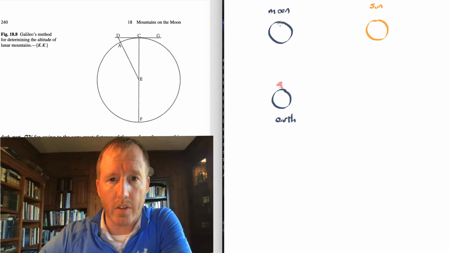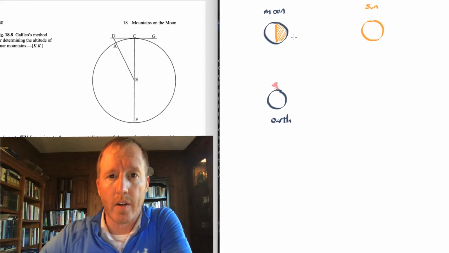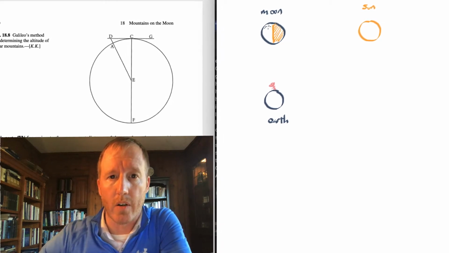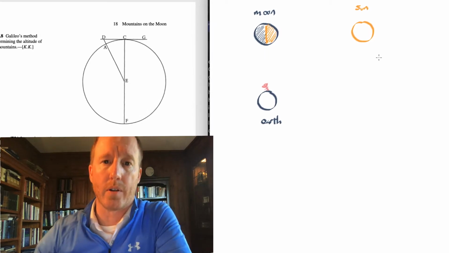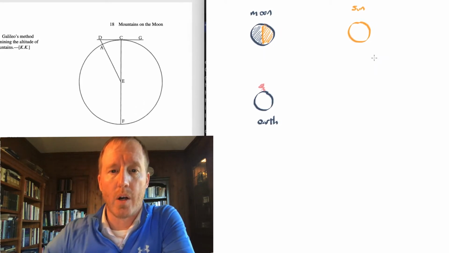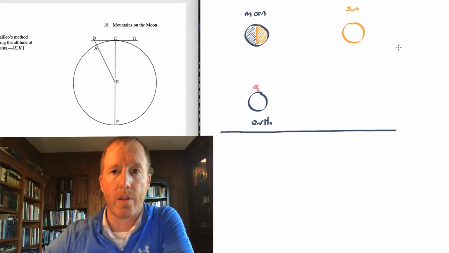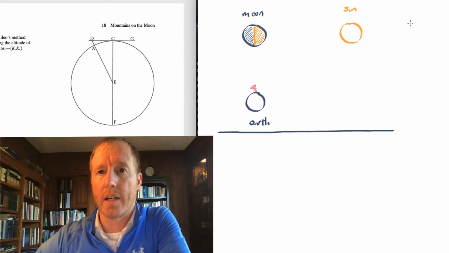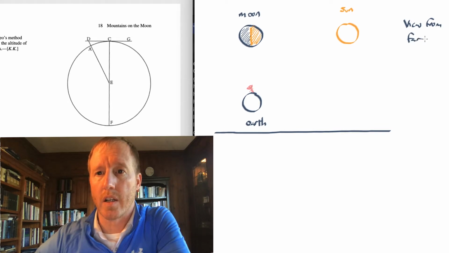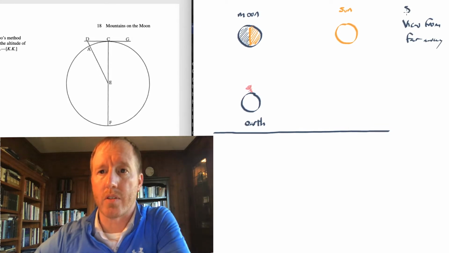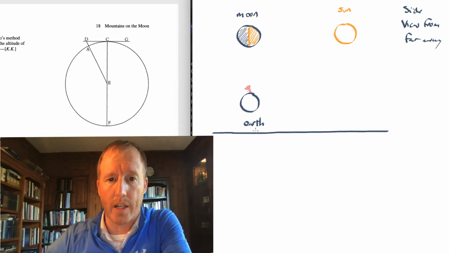If that's the case, then you will see that this side of the moon would be illuminated, and this side of the moon over here would be in darkness because it's on the opposite side of the moon, the opposite side compared to the sun. Okay? Now, what would this situation look like as viewed from standing on the Earth? So this is kind of a view from far away. And maybe I'll say a side view from far away. The question is, what does this look like from standing up on the Earth?